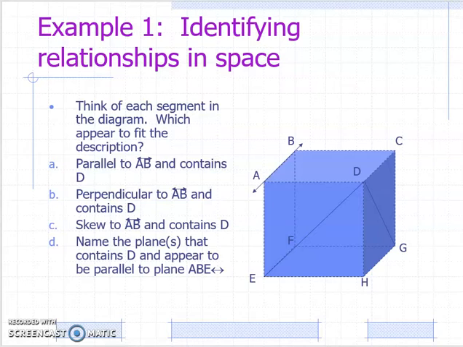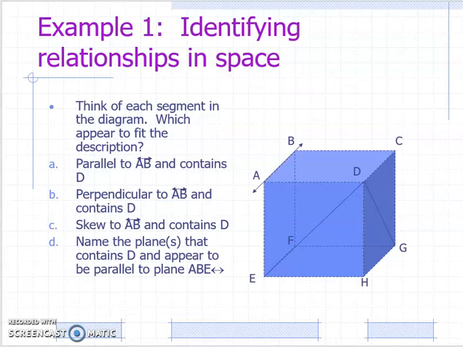Now let's try to answer the question. So letter A. I want to find a line that is parallel to the line AB and contains the point D. All right, so it's got to be parallel to AB. That means it's got to run like train tracks, but it has to contain the point D. So what do you think? Are you thinking the line DC? Me too.